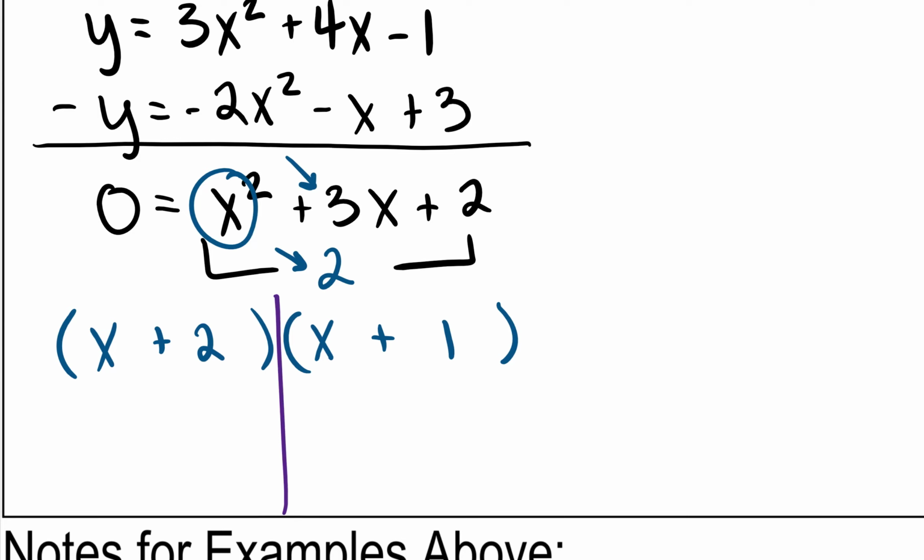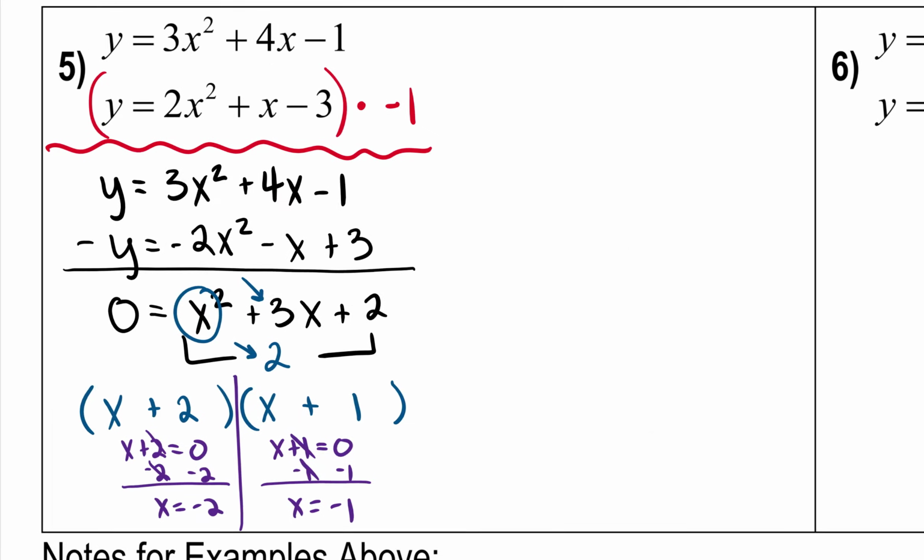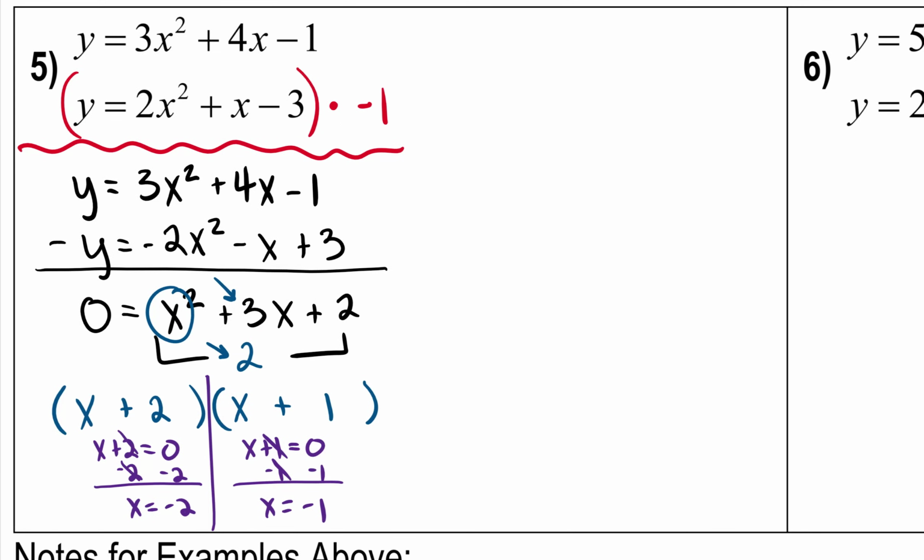And then just like before, I solve each one for x. Or if you want to use the shortcut, you can. So x is -2, x is -1, and just like before, I have to plug these in to one of the equations and solve for y. Now, it doesn't matter which one you plug it into, because just like before, it doesn't matter. You can do either one.